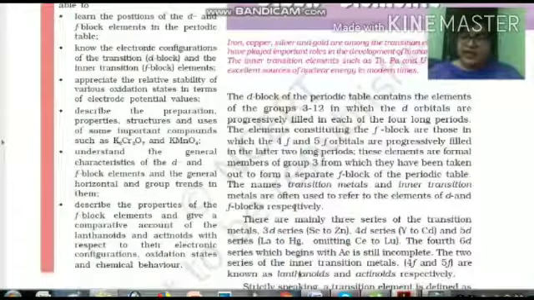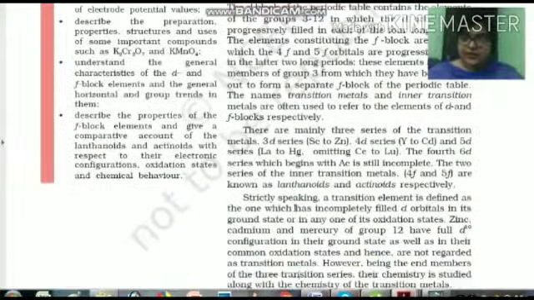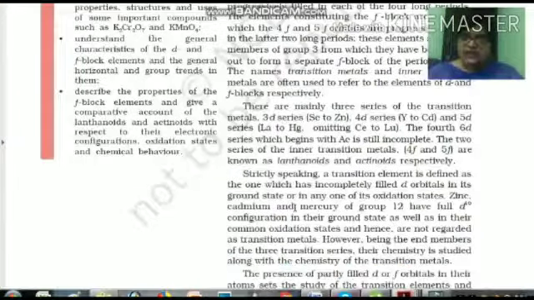3 series of transition metals. This is called the 3D series. Here you can see the 3D series, 4D series and 5D series. The 3D series varies from scandium to zinc. The 4D series varies from yttrium to cadmium, and the 5D series comprises lanthanum to mercury, omitting cerium to lutetium. The 4th, 6D series, which begins with actinium, is still incomplete.